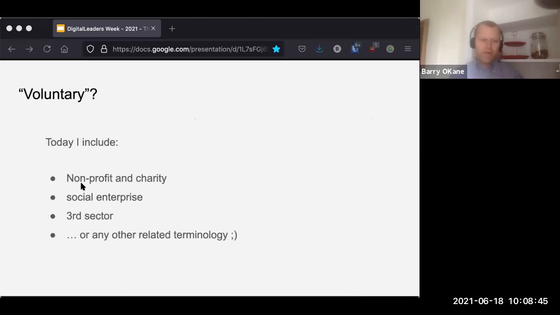Quick aside, by the way, when I say voluntary in terms of this talk today, voluntary sector, I'm meaning everything non-profit, charity, social enterprises as well, third sector, and all related terminology. So I'll probably swap between those terms. So hopefully that still makes sense.